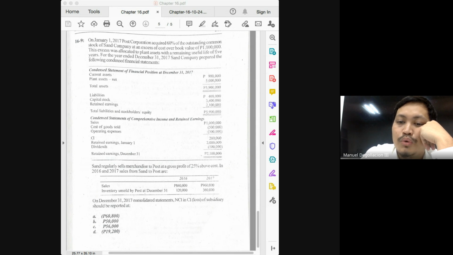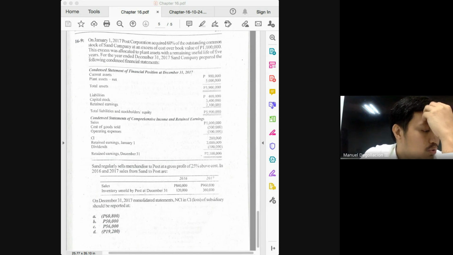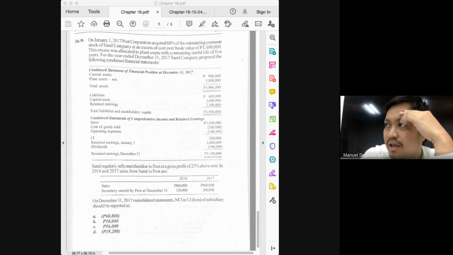And then, what do we do with the 360? Do we deduct it from the income of the subsidiary? No, because what we need is not the 360, but the markup on the 360. What do we do with the 360? Do we multiply it by 25%? No. You divide it by 125% first, and that will give you how much?